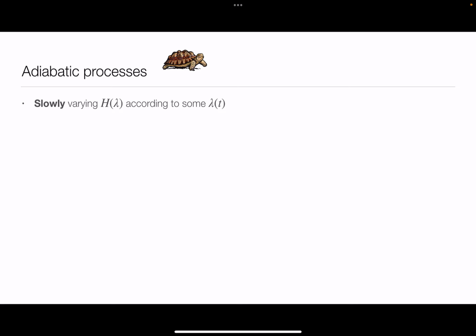The main thing we're going to be talking about today is adiabatic processes. Now, the main idea is that you take some Hamiltonian that is time-dependent according to some function lambda. So wherever you see lambda, that just means some time-dependent function. Insert your favorite time-dependent function in there. And the point is that it varies very slowly.